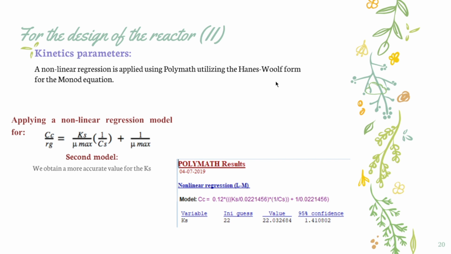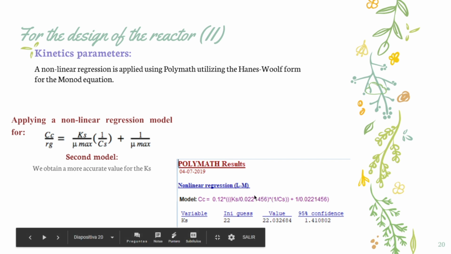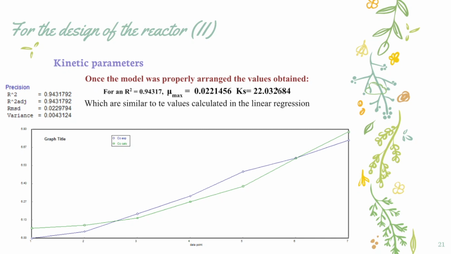Now that we have fixed our mu maximum value, we need to obtain the Ks from the second nonlinear regression. We apply a second nonlinear regression utilizing this fixed value in the Polymath model. We can see that it is fixed right down here. Then we obtain a Ks value with a lower percentage of confidence in the test. At last, we make an analysis to know if our calculations are correct.